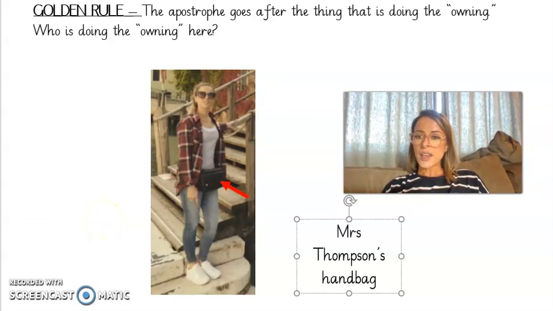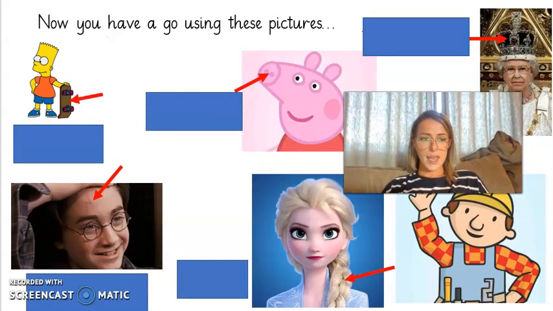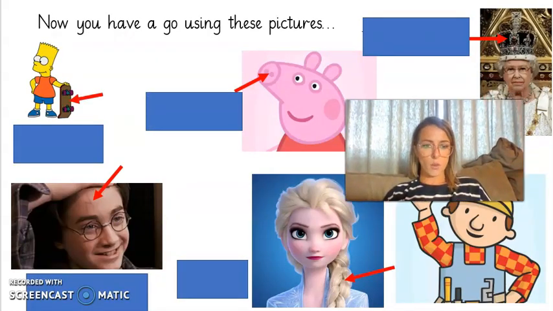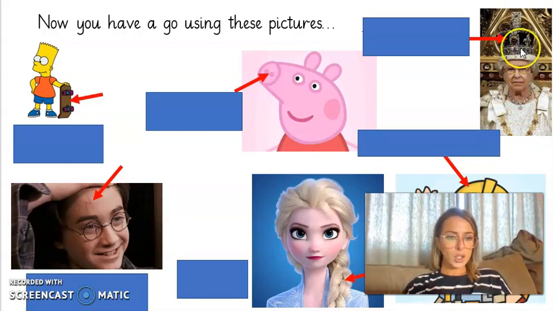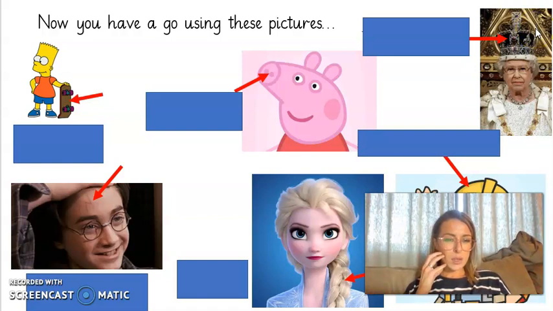I have got some more examples here and I'm going to move myself out of the way. I'm going to do a couple of these with you and you should get the picture, and then the rest you can practice on your own a little bit. Here we have the Queen, God bless her, and she is wearing a crown. So I'm going to need an apostrophe. Who is it who's doing the owning in this picture here? What do you think is behind the blue box?